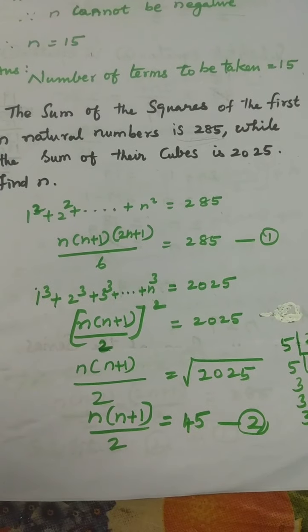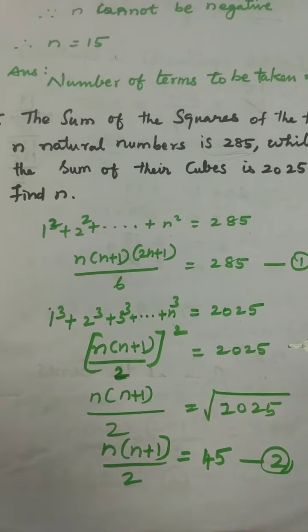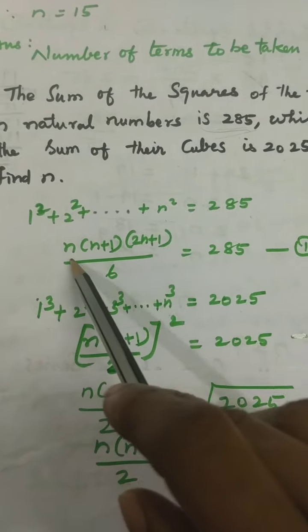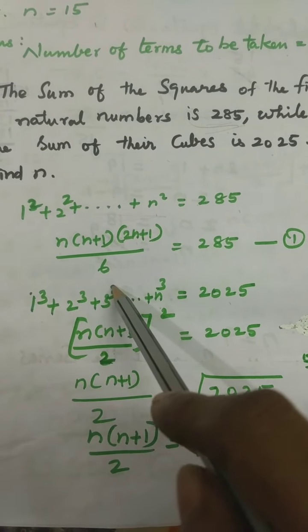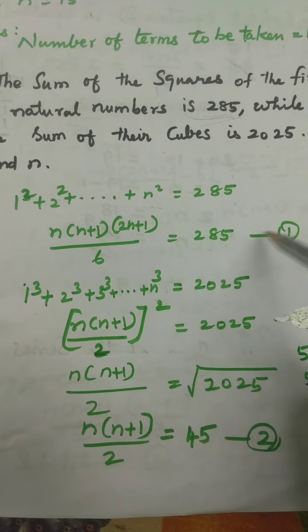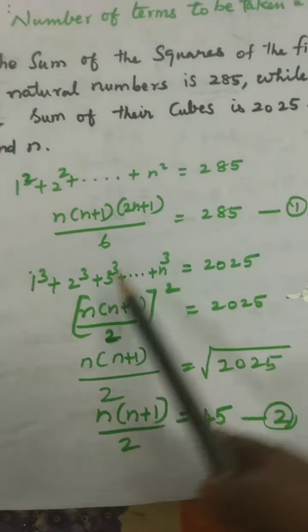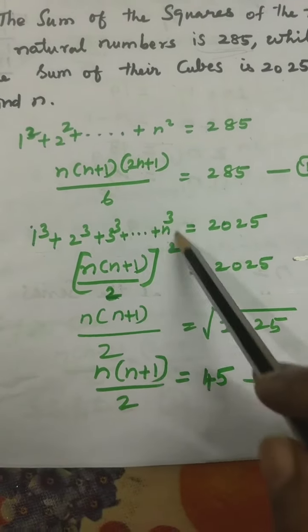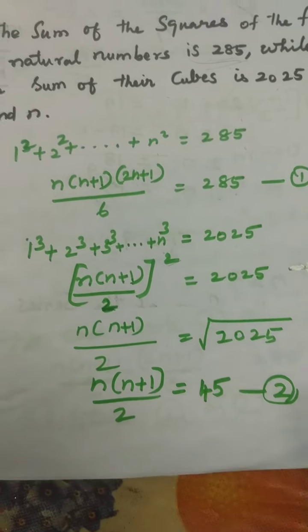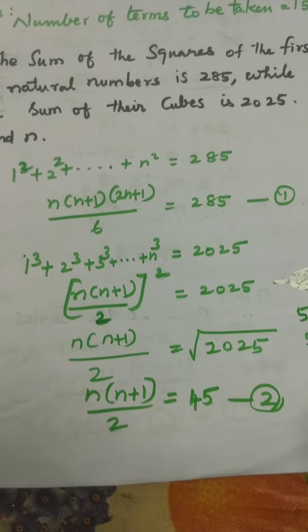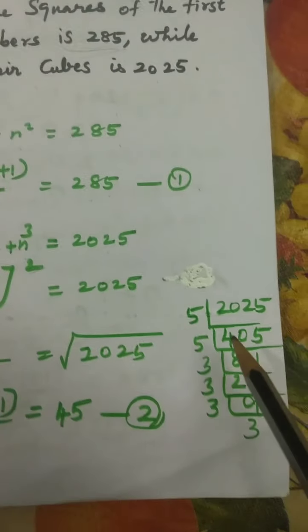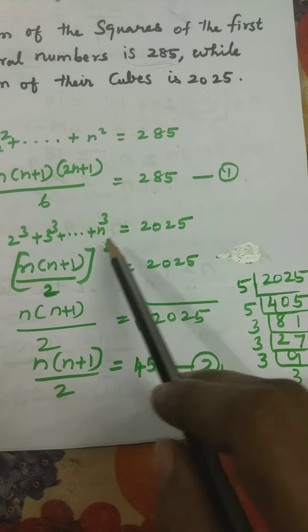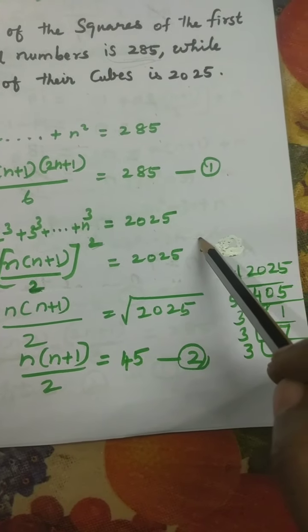Now here we know the formula for squares: n(n + 1)(2n + 1)/6 = 285. Take this as the first equation. Then for the cubes the formula is [n(n + 1)/2]² = 2025. Now you have to bring this square to this side, which means it will come as a root.